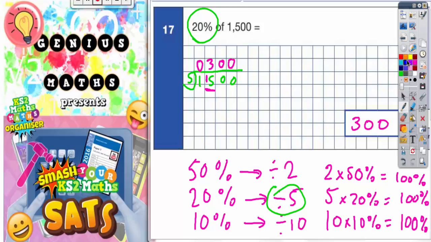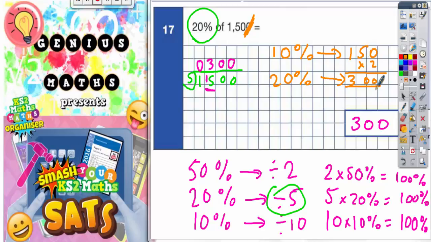The other way you could have done that is to say, well, instead of finding 20%, I'm going to find 10% first. Now, 10% of 1500 would just mean divide it by 10. So in other words, knock a 0 off. So 10% would be 150. So 20%. If 10% is 150, 20% is going to be double this 150. And double 150 is 300.